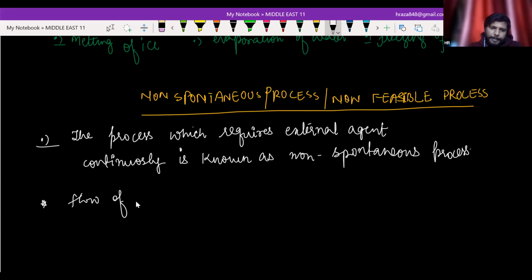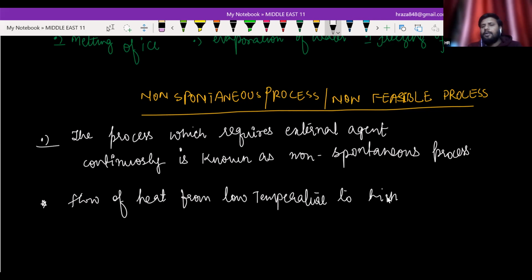Flow of heat from low temperature to high temperature. Flow of heat from high temperature to low temperature can be easily carried out, but flow of heat from low temperature to high temperature will be difficult. So it will always require an external agent continuously. That is, we can say, AC, refrigerator. These are all non-spontaneous processes. They always require an external agent.